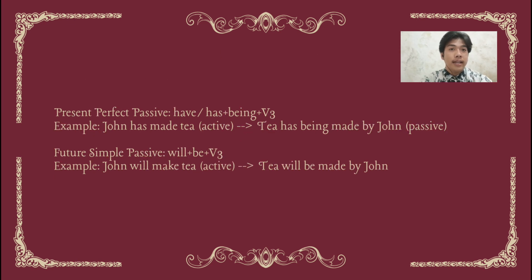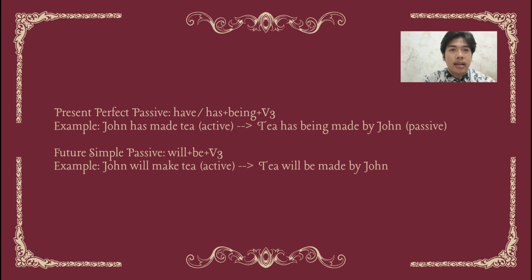Number 5 is present perfect passive. The formula is: have or has plus being plus verb 3. For example, in active: John has made tea. In the passive: tea has being made by John.